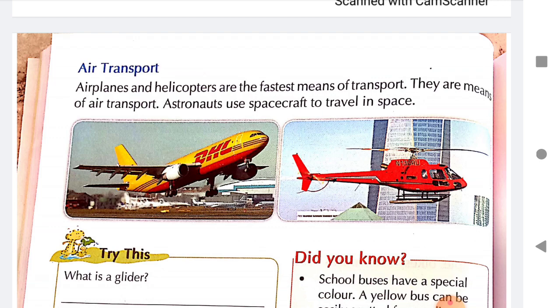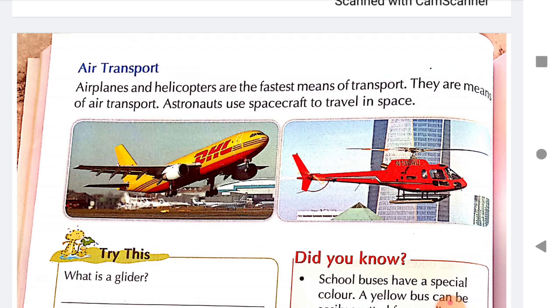So you can see the image of a plane. You can read the alphabets DHL. DHL is a courier service. Okay. And then you can see the picture of a helicopter. Helicopter is used in areas where planes cannot land. There are certain areas like in hills or in remote areas, especially in the northeastern part or northern part of the country, where aircrafts cannot reach. There people are dropped by helicopter.